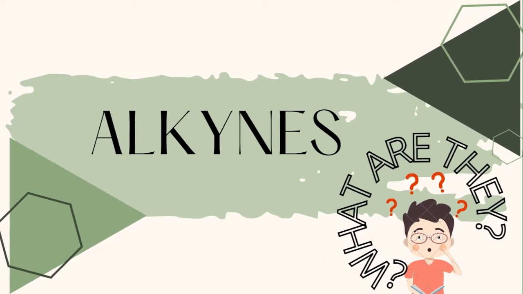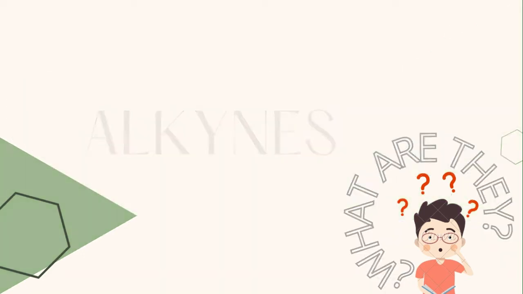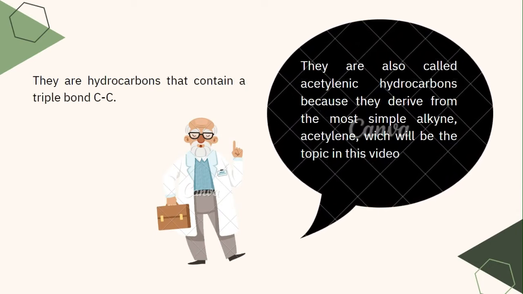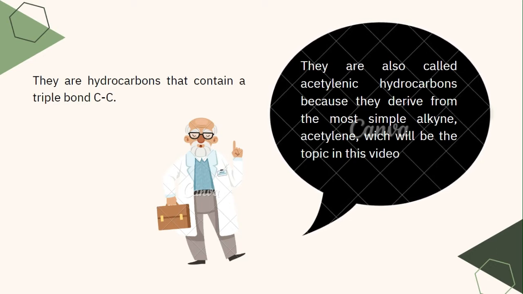Today we are going to talk about our molecule, ethyne, that is an alkyne. So first we have to know what an alkyne is. The alkynes are hydrocarbons that contain a carbon-carbon triple bond. They are also called acetylenic hydrocarbons because they derive from the simplest alkyne, acetylene, which will be the topic of this video.